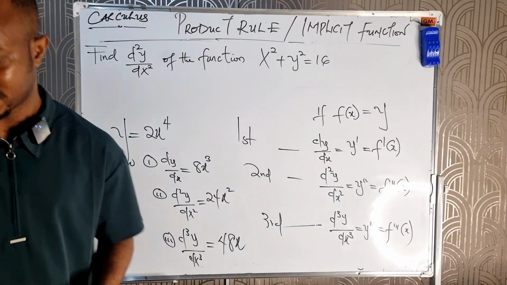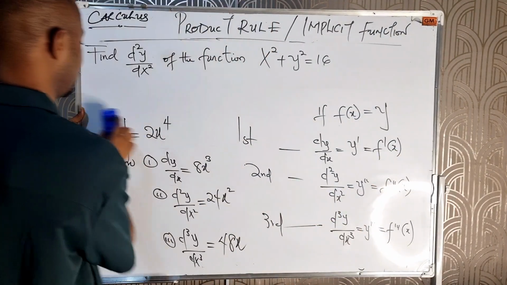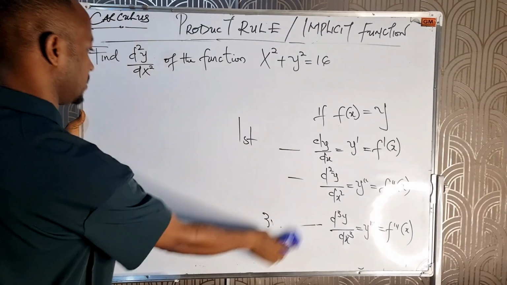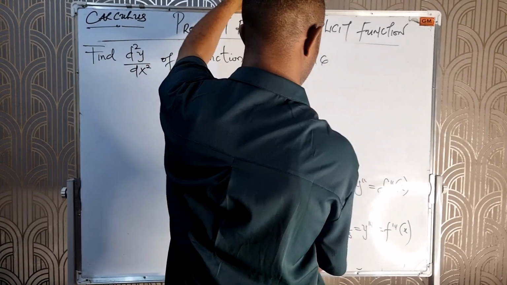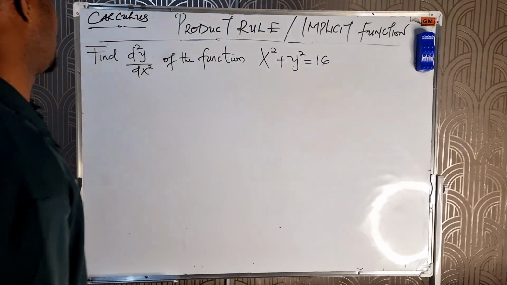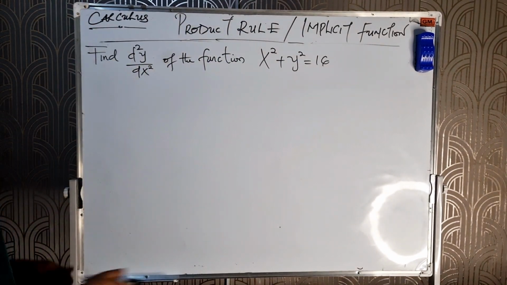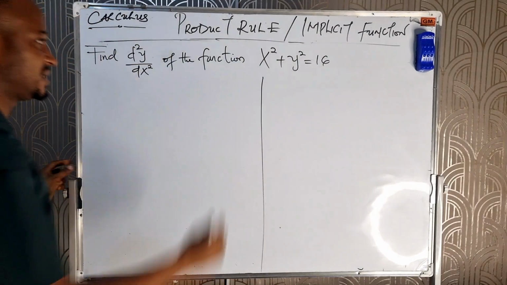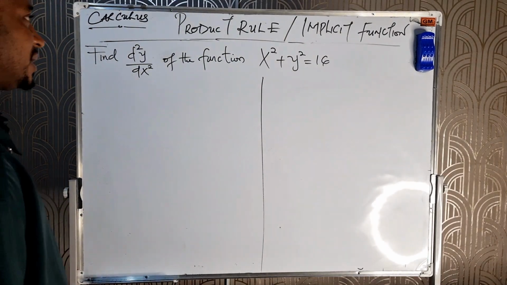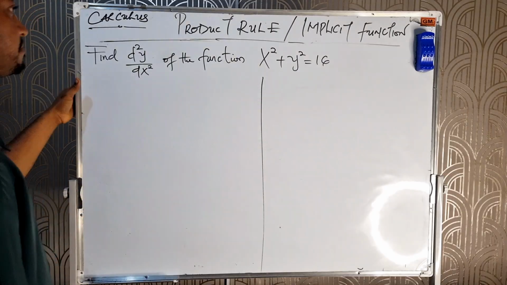Okay, so let's proceed and see how we can solve this question together. Then we round up with the last example. Here we have to find d²y over dx² of the function, meaning I have to find the first derivative, then find the second derivative function. Let's see what will be the result of this.